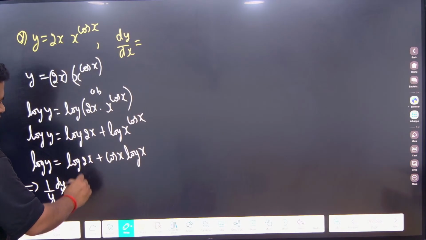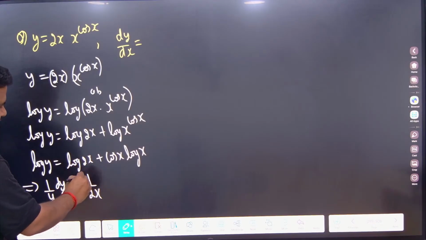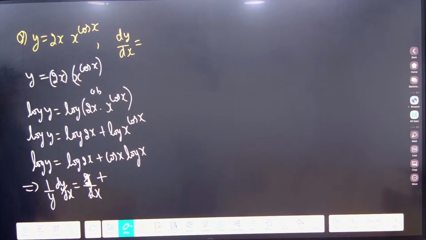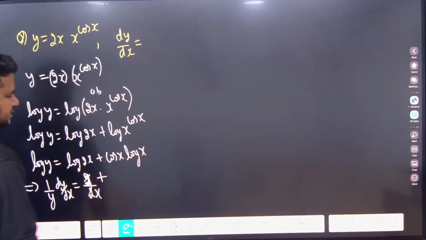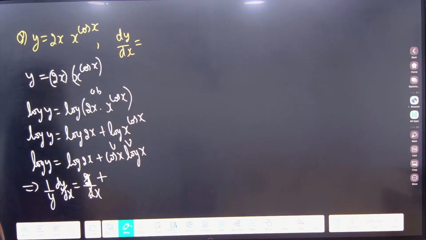Log of 2x, so log of something is 1 by 2x. But the derivative of 2x is 2, because of the chain rule. The 2 cancels, I can write it like this, plus, what we are having, cos x log x. Cos x log x is of the form uv. So we have to apply the product rule.